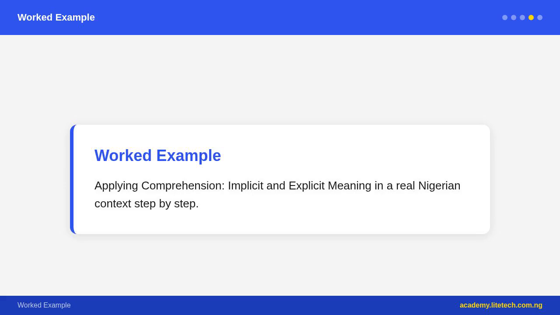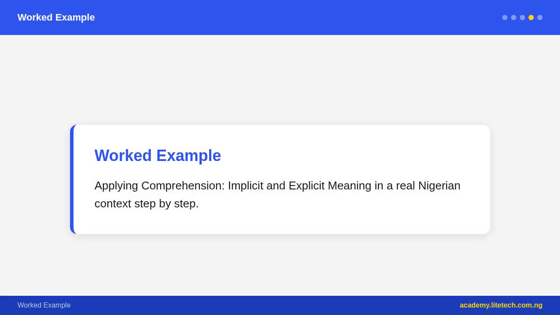5. For implicit/inference questions, go beyond what is stated; use clues and logic. 6. For vocabulary questions, use context; do not rely solely on dictionary memory. 7. Ensure your answer is complete but concise; answer exactly what is asked. 8. Use correct English in your answers; grammar and spelling matter.